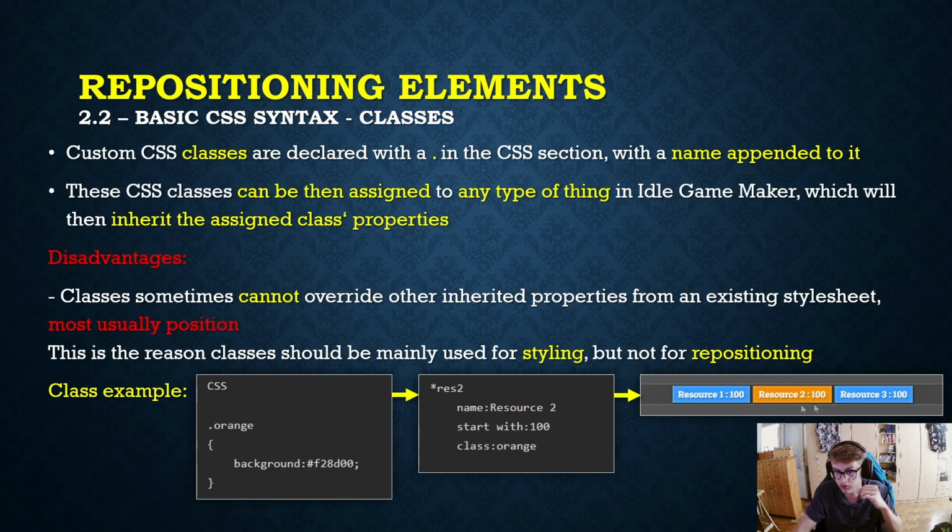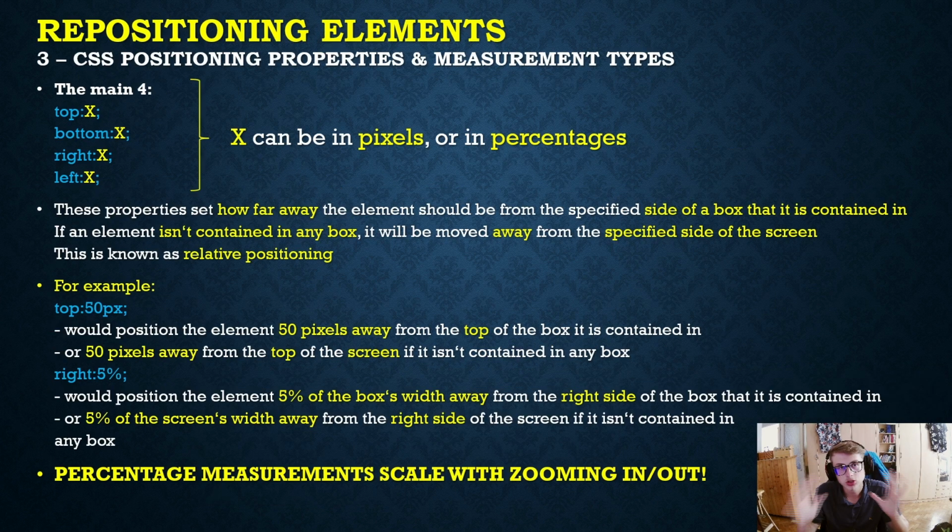So you can see that it's orange compared to the default blue. So with classes covered, let's move on to teaching you the main 4 positioning properties and measurement types. The main 4 positioning properties in CSS are top, bottom, right, and left.